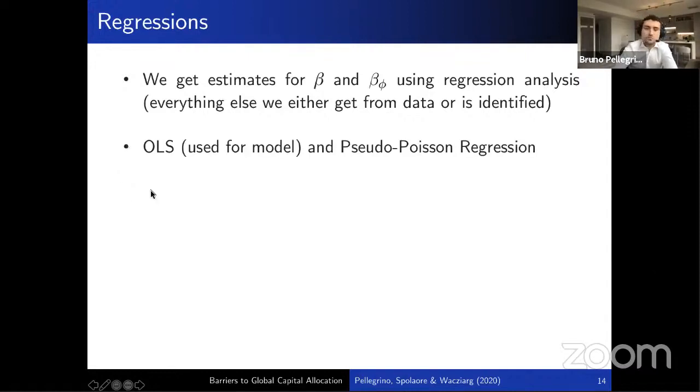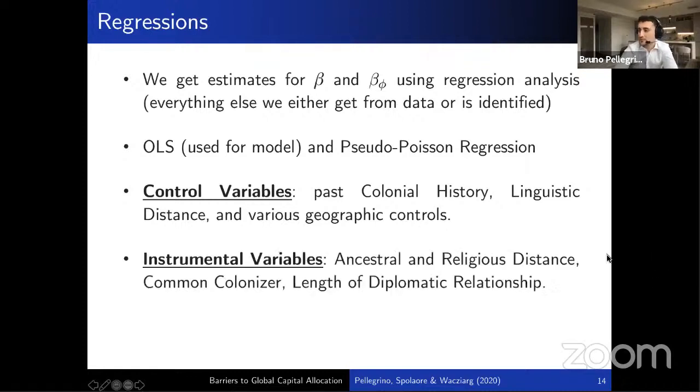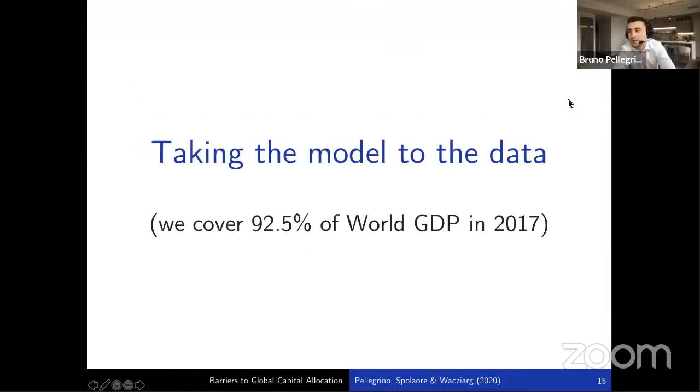So we use both OLS as well as pseudo-Poisson regression to account for zeros in the data. We also run regressions with various control variables, accounting for various historical ties and geographical ties. And we also have an instrumental variable specification to account for the potential endogeneity of cultural and institutional distance. Okay, so we then can take our model to the data, and luckily, even after we've used all of these variables, we still can cover about 93% of world GDP in 2017. So we have fairly good coverage.